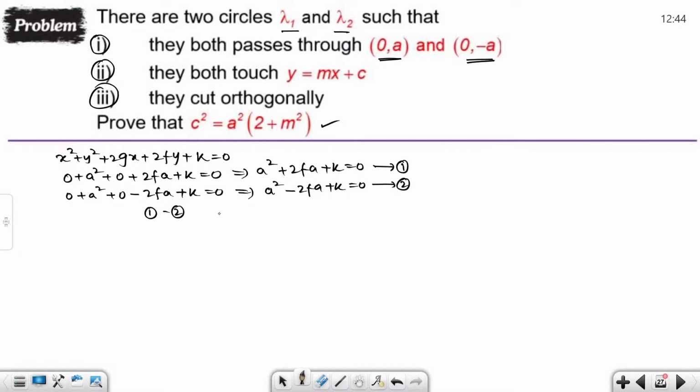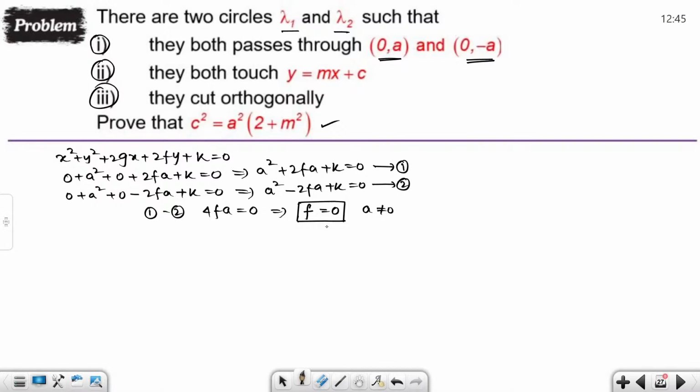So now if I subtract these two equations, what are we getting? We are getting 4 times fa equals to 0. So that implies what? Your f is coming to 0, because a is not equal to 0, therefore f will be equal to 0. See, what is the benefit of taking only one circle? Here we got f equals to 0, meaning it is true for both the circles. In both the circles, your f1 will be equal to 0, as well as for the second circle, your f2 will be equal to 0.